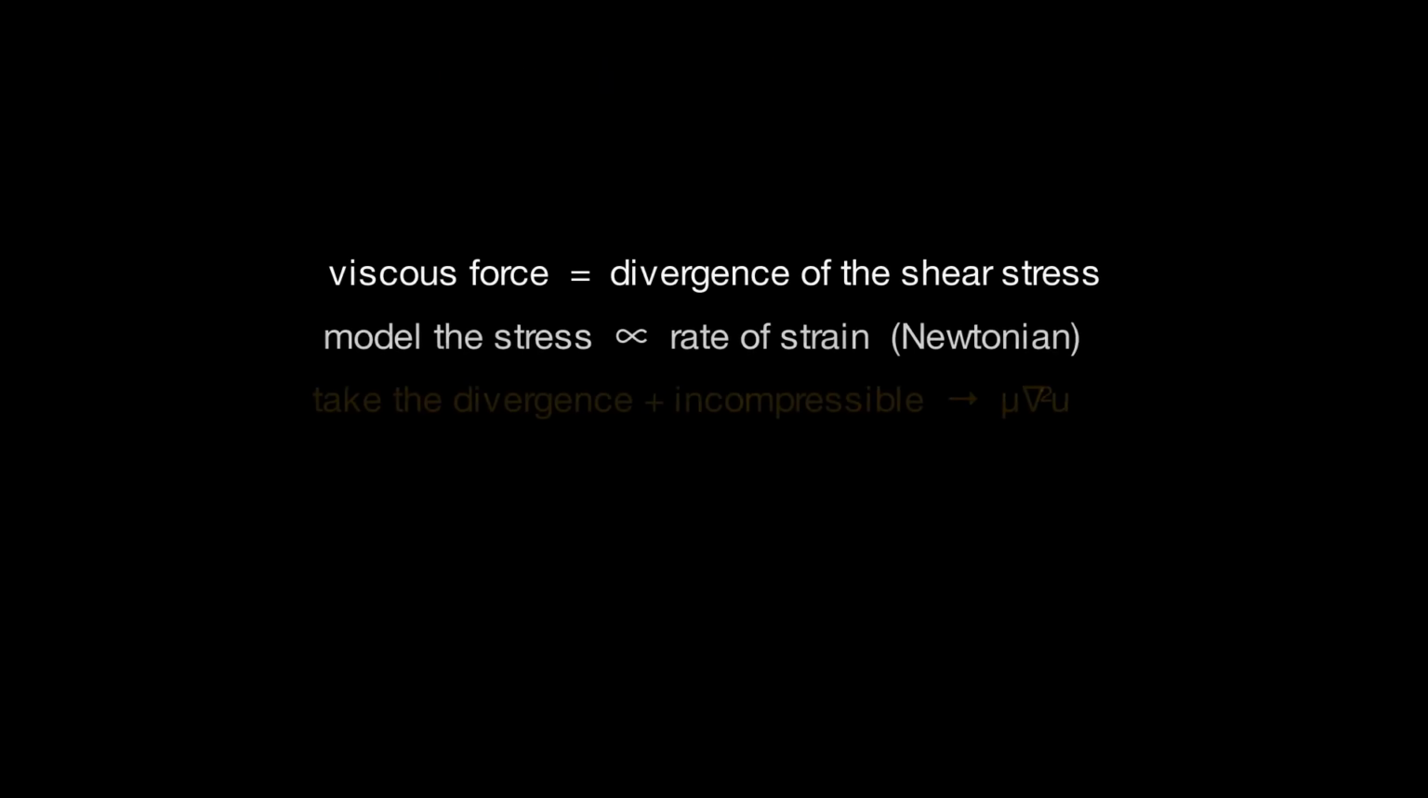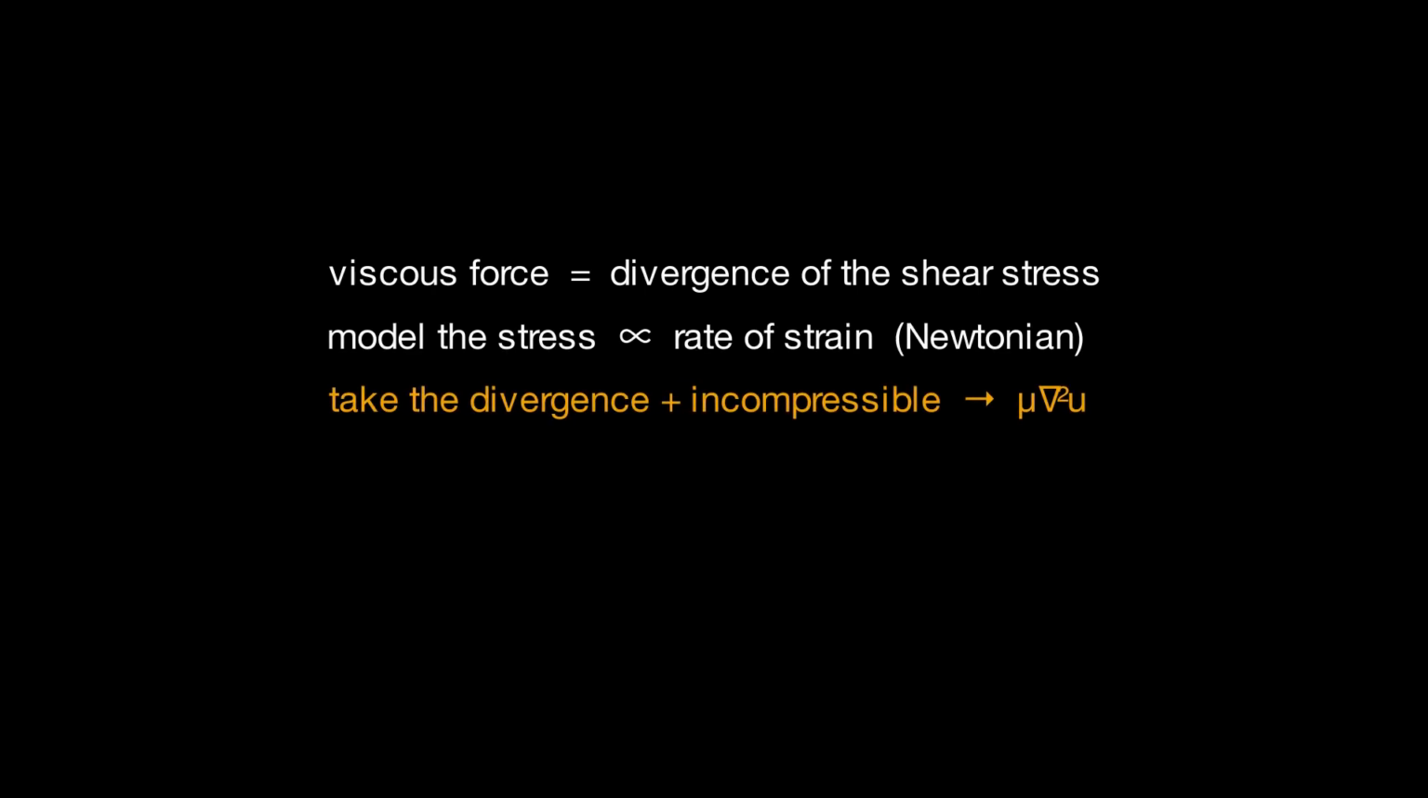So the viscous force is the divergence of the shear stress in the fluid. Model that stress as proportional to the rate of strain, take the divergence, use incompressibility, and you land on mu Laplacian u. The Laplacian is the fingerprint. It measures how much a particle's velocity differs from its neighbors, and friction works to erase that difference. That's all for this video.